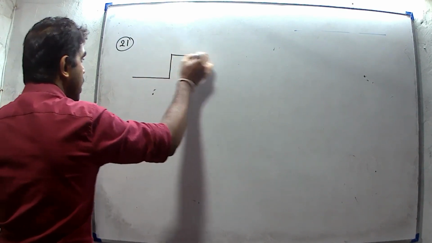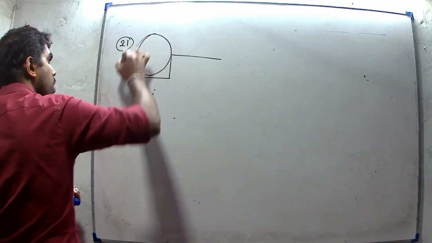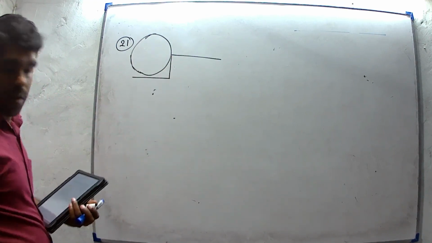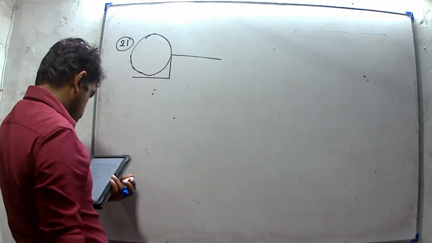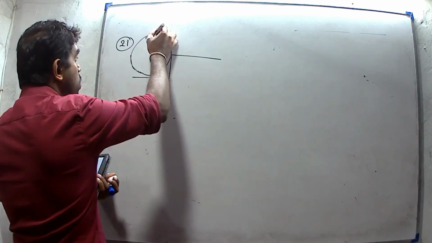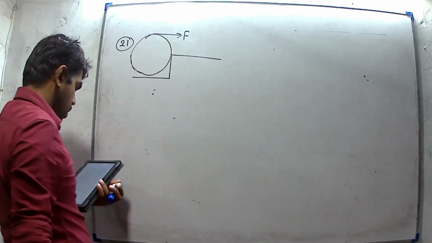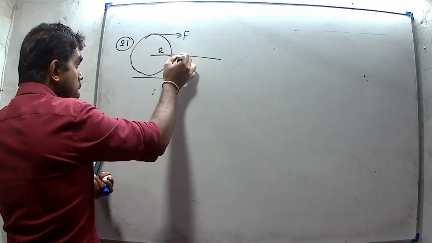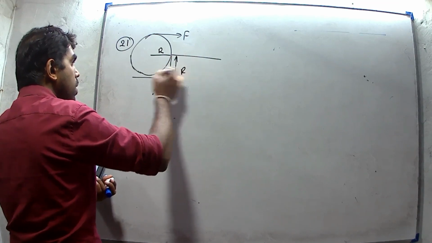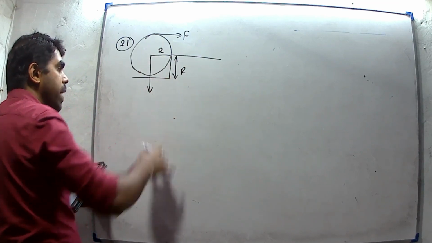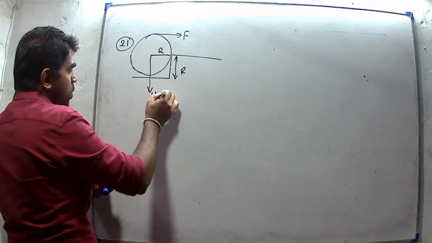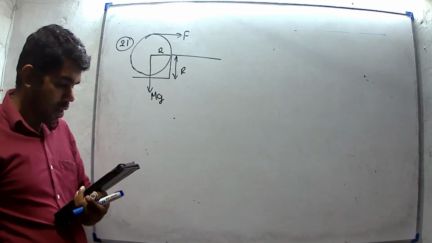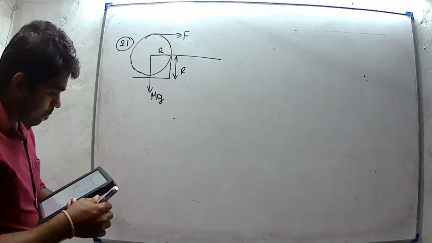The diagram is like this. The minimum horizontal force is F. The radius is given as R, and this height is also R. Now there are two forces on the object: the weight, capital Mg, and F, the horizontal force given by the pull.